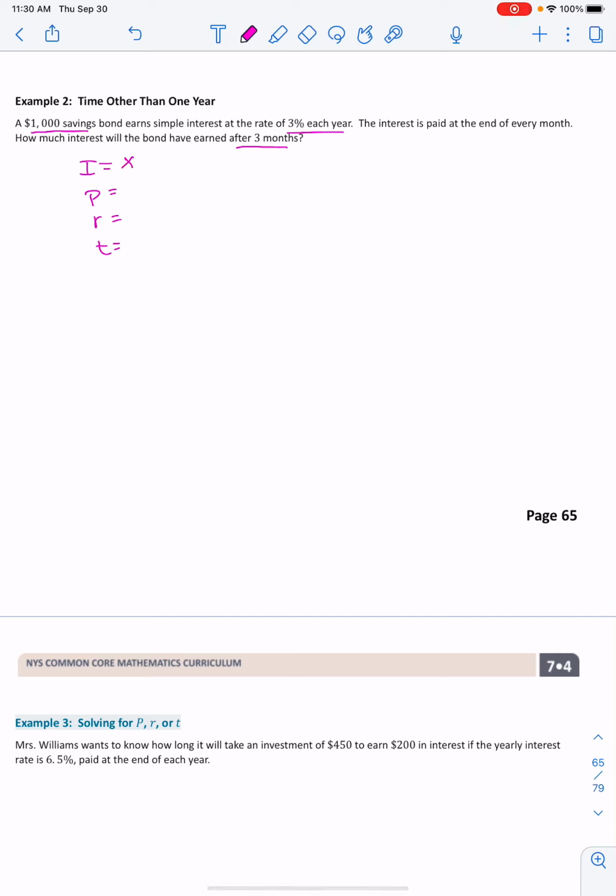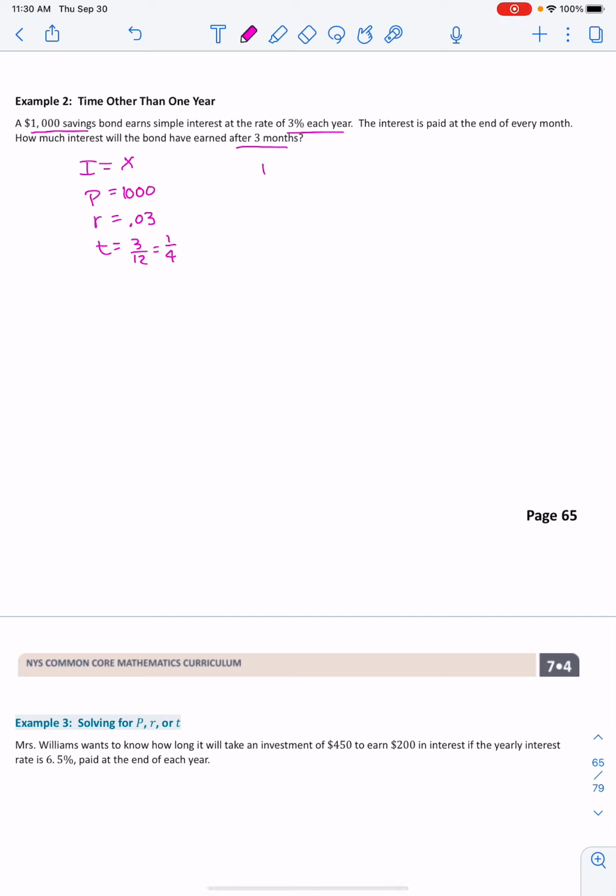So we have X. Our principal is 1,000. Our rate is 3%. And because it's for 3 months and it has to be part of a year, we have 3 over 12, or 1/4. You could also write it as a decimal, and that's fine.